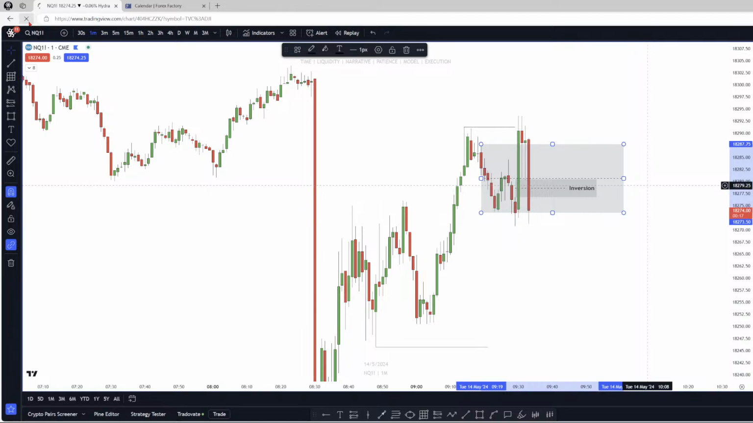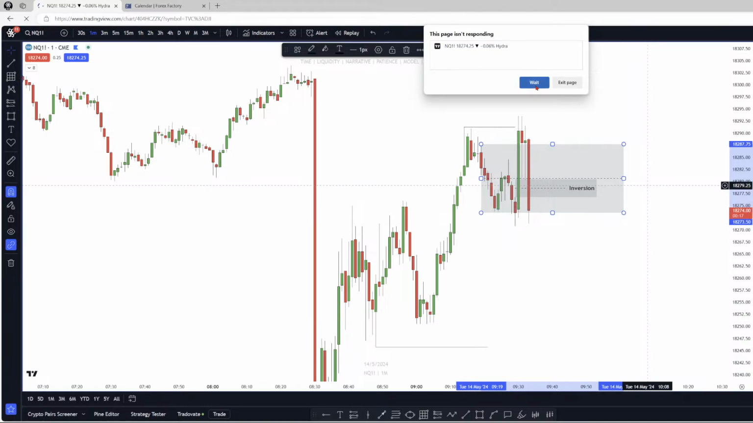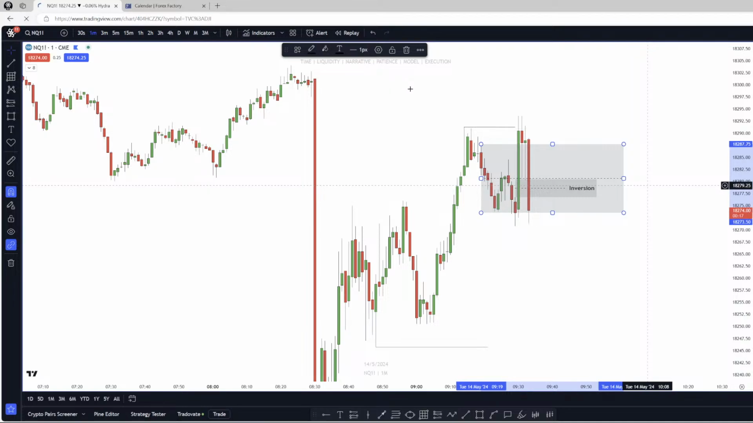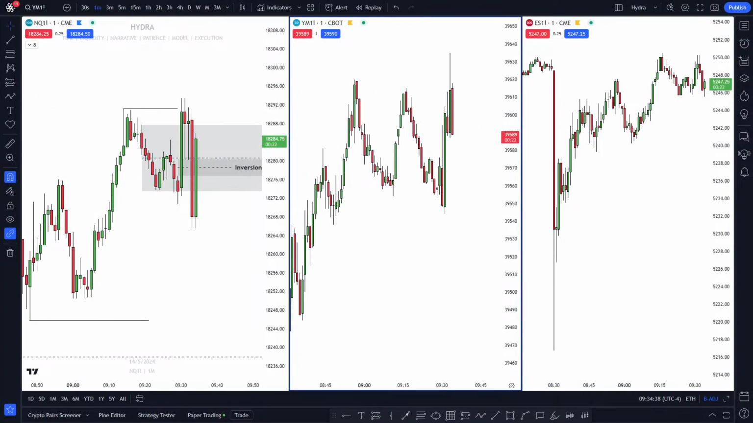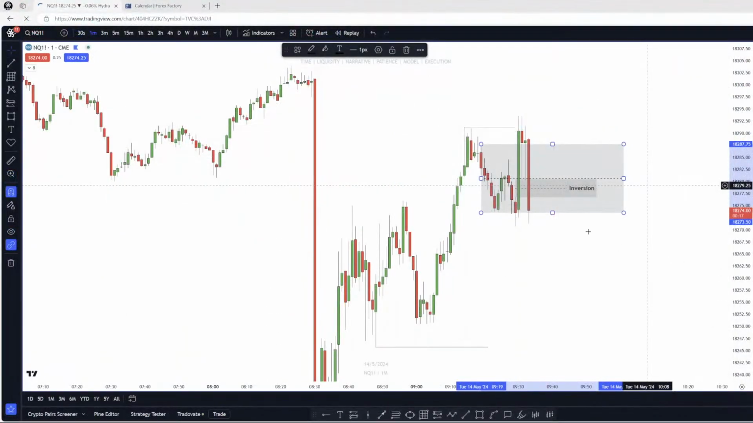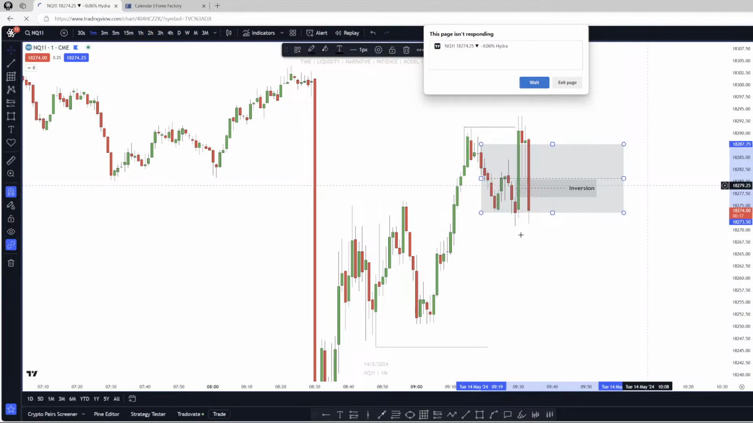Should I close it and let me refresh? This is the first time this is happening to me. It's not even refreshing. Other monitors are working. Like here I can see this monitor is working very nicely. Now here it's not even closing. Okay, I'm gonna restart again. Exit page. What the hell?